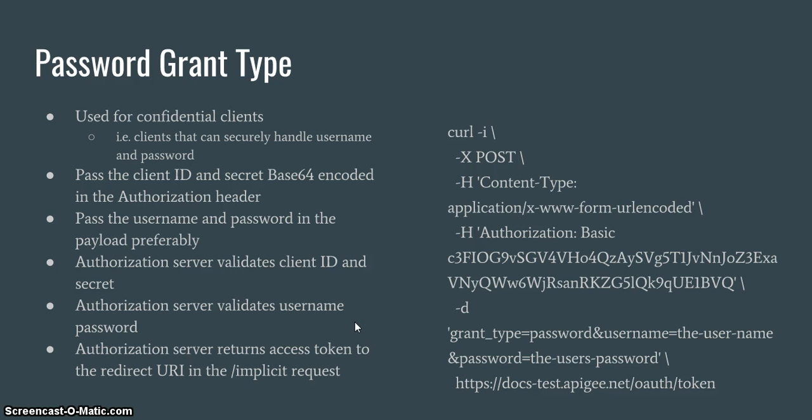The password grant type is, again, a confidential client because you're able to request the end user to enter their username and password. That should be sent over TLS and secured. If you have control over that login process, then you can also perform a password grant type where you pass in the username and password in the payload, and then you pass in the client ID and secret base64 encoded within the authorization header, and then the authorization server validates the username and password, and then it validates the client ID and secret, then it returns an access token.